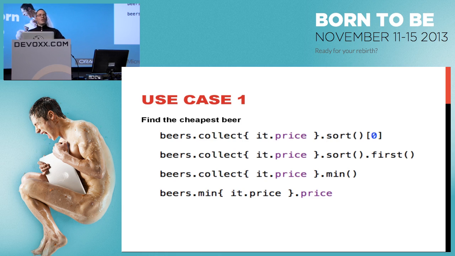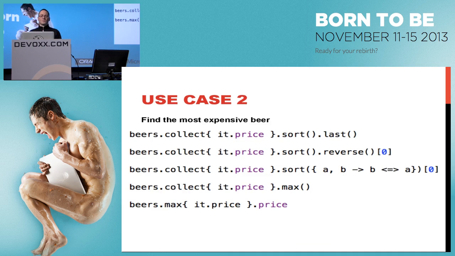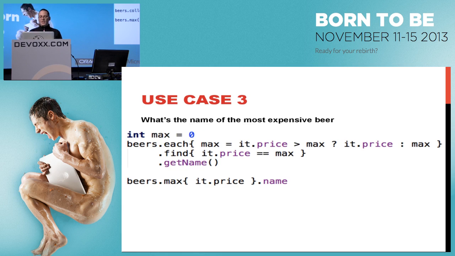Conversely, finding out which beer is the most expensive one is just inverting that condition. So we can do it in this way. Now that you have sorted, you can get the last or reverse, so now you have the max at the top and grab the first index, or you just use the max function and give it another function, and that's it. Grabbing the name of the most expensive one.